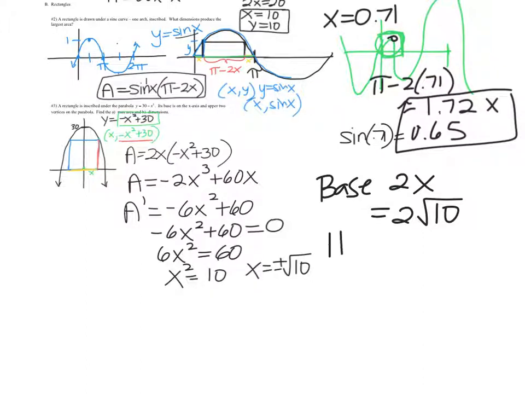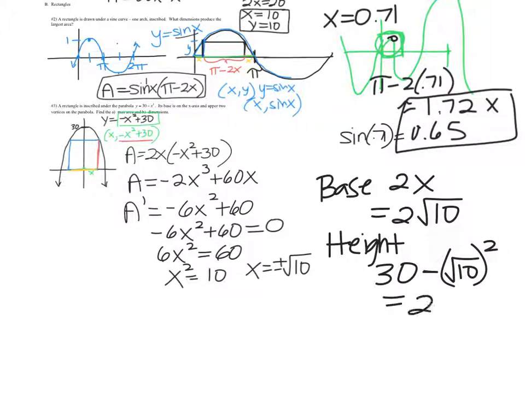The height is negative, well, it's 30 minus rad 10 squared, which is 30 minus 10, which is 20.